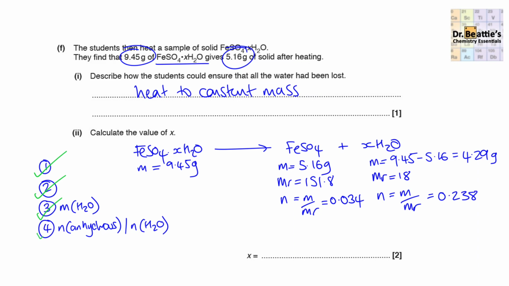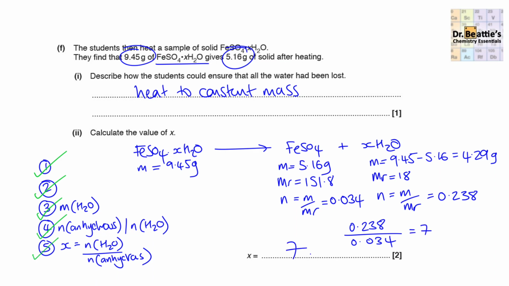At that stage we have done stage 4. So we just need to do the fifth and final stage. That is the number of moles of water divided by number of moles of anhydrous. So we're going to do 0.238 divided by 0.034. That gives us our ratio, because we're just seeing how many times this fits into this number. And that gives us 7. So we know x is 7.